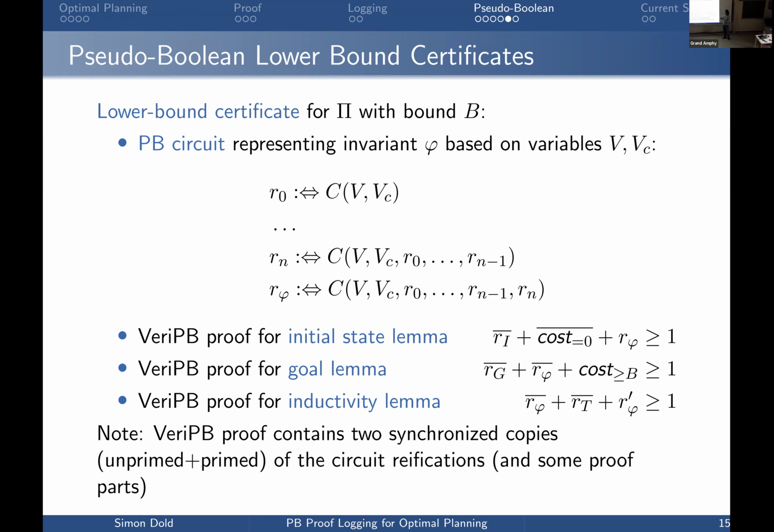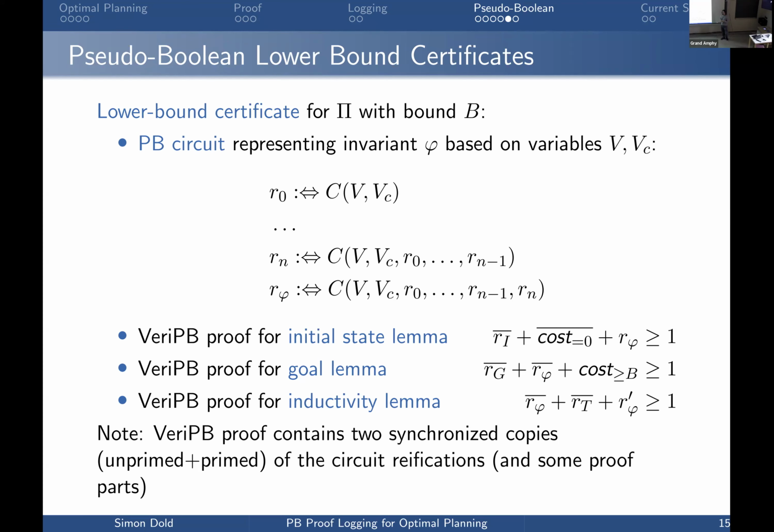And this is built up until we have this representation of our invariant. And since we are only using non-prime variables, we can do a synchronized build-up of the Pseudo-Boolean circuit on the prime variables. And we call this phi prime. And they have to be synchronized for everything to work out.